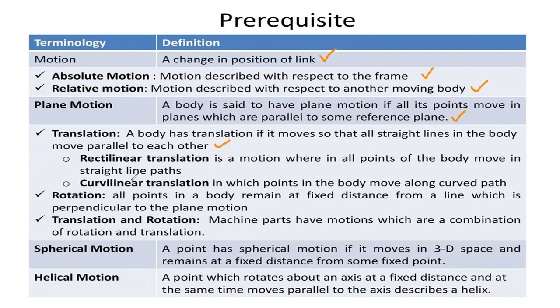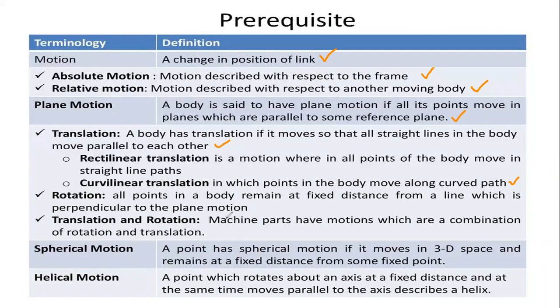Next one is the curvilinear translation. In this curvilinear translation, the points in the body move along a curved path. So that type of motion is called curvilinear motion, that is curvilinear translation.